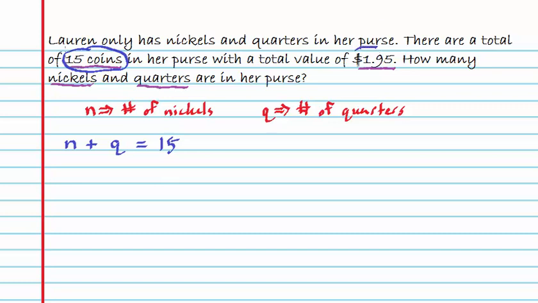My second equation is going to deal with the price. I know that a nickel is 5 cents, so it's 5 cents per nickel, so 5 cents times n, plus the price per quarter, which is 25 cents per quarter, and that is going to add up to equal $1.95. So looking back at this second equation, 5 cents per nickel plus 25 cents per quarter adds up to equal $1.95.